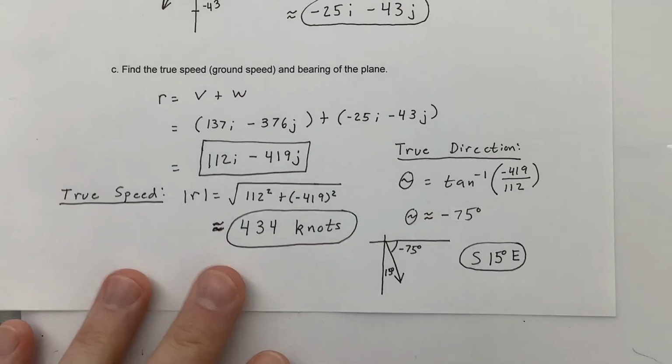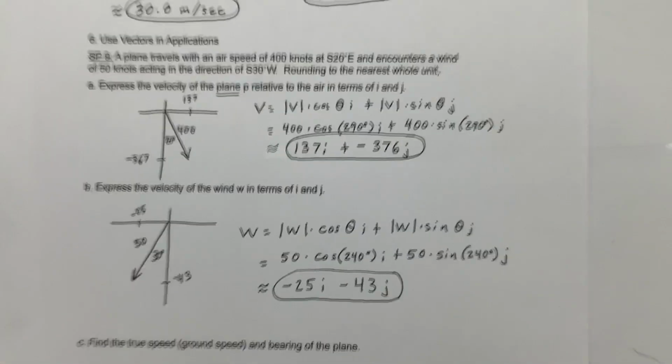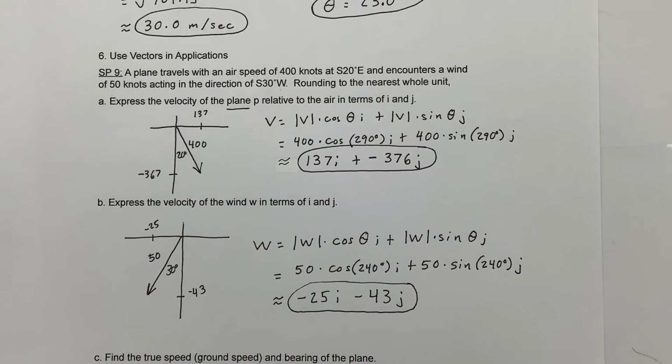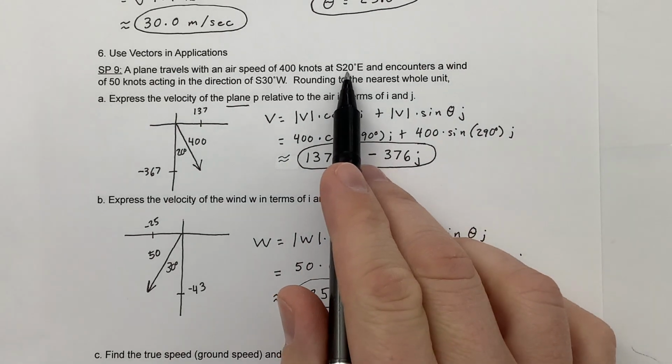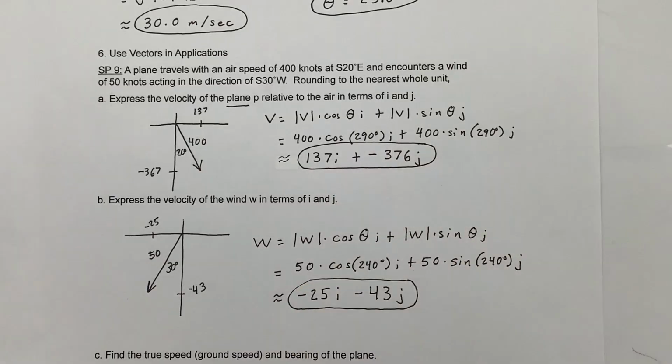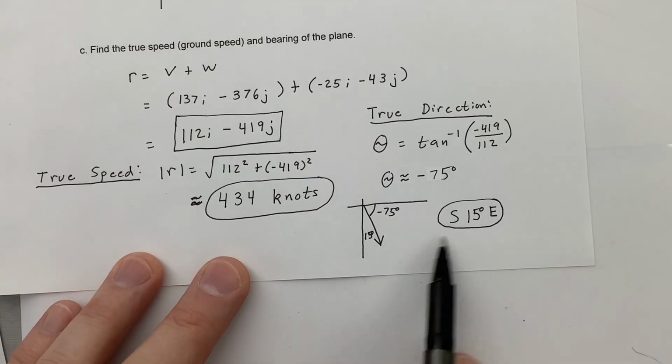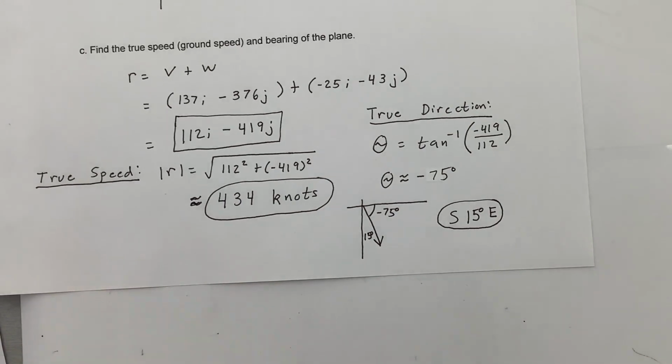And again, if we go back and compare that to the original angle of our plane, we originally set for 20 degrees south due east. We had a little bit of a wind coming from east to west, so it makes sense that it pushed us a little bit further west. Now we're down to 15 degrees south due east.